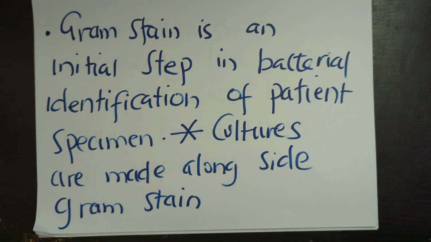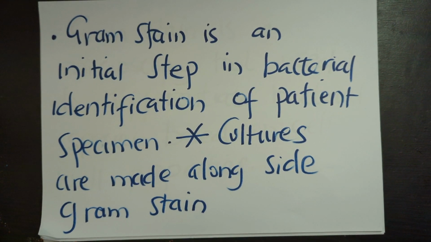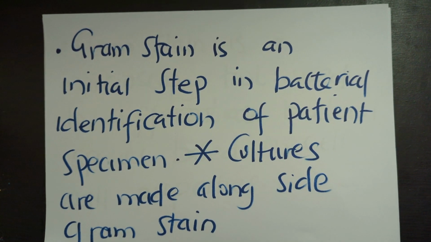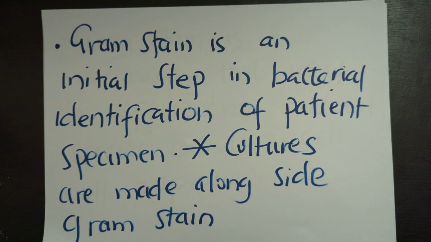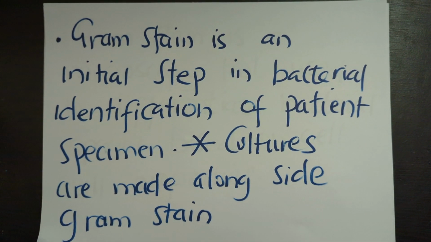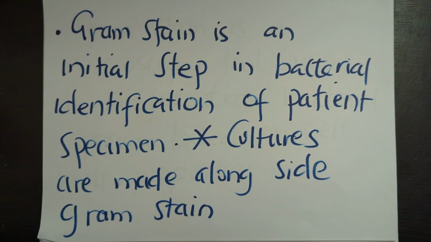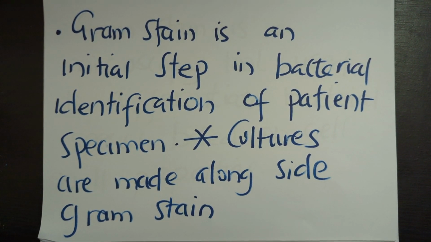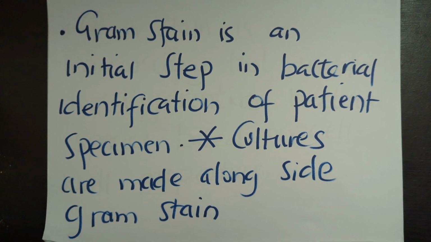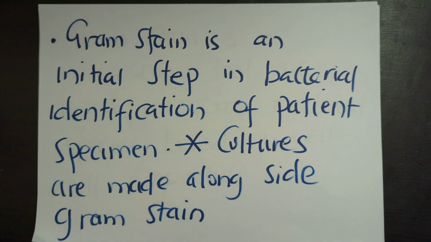So what is gram stain? Gram stain is an initial step in bacterial identification of a patient specimen. It's the most used microscopy method of trying to identify bacteria. There's a note there in my view that cultures are made alongside gram stain. So gram stain is not a standalone diagnostic tool. So do note that, please.